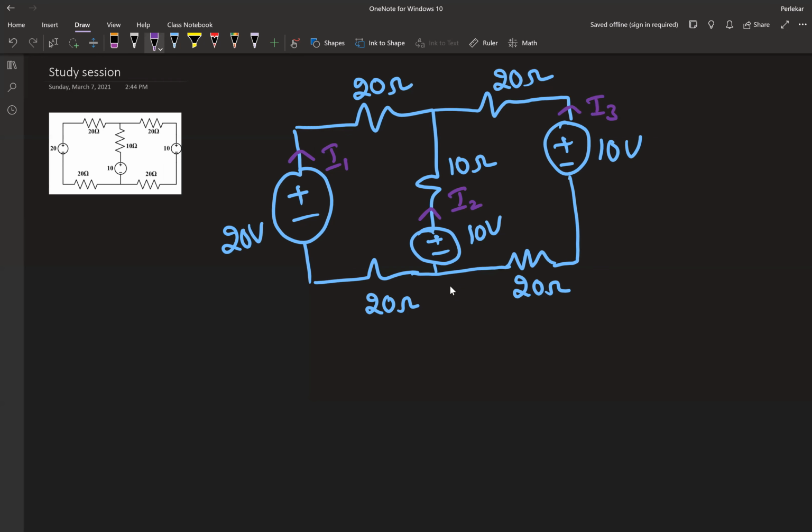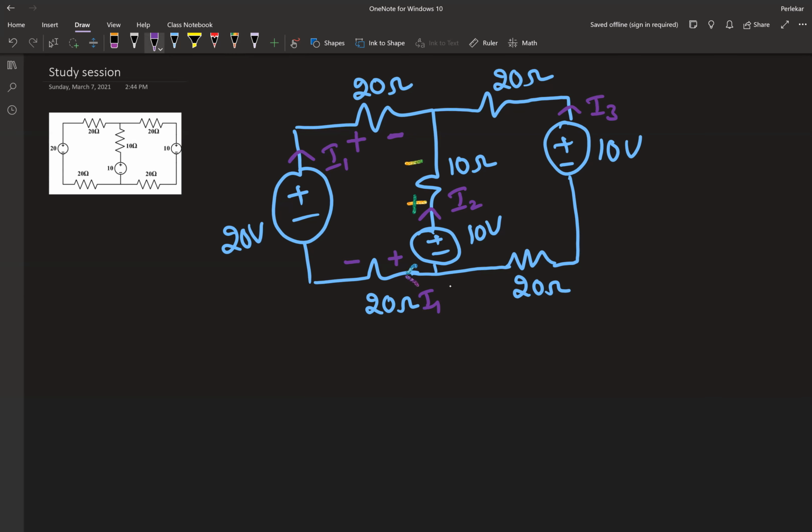So here, according to my current direction, in the 20 ohms, current is entering here, so this must be positive and this must be negative. Now, this 10 ohms in the middle, I2 current is entering here, so this must be positive and that must be negative. And here it's the I1 current in this branch, so current is entering there. That's positive and negative.